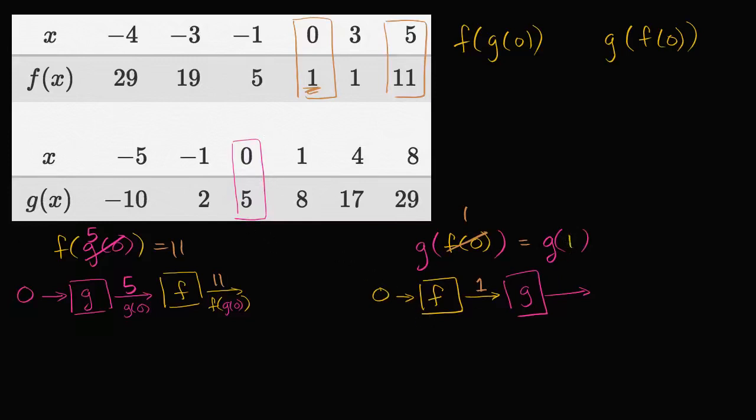Now what is g of 1? Well, when I input 1 into our function g, I get g of 1 is equal to 8. So this is going to be equal to 8. And we're done. And notice these are different values because these are different composite functions. f of g of 0 is 11, and g of f of 0 is 8.